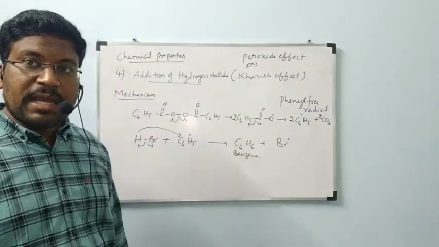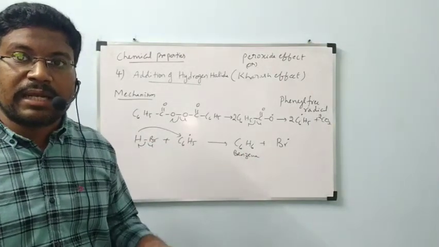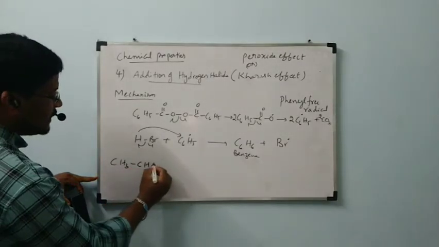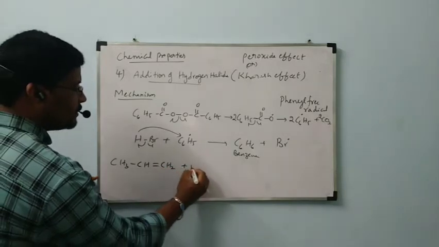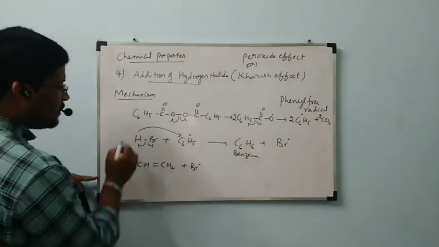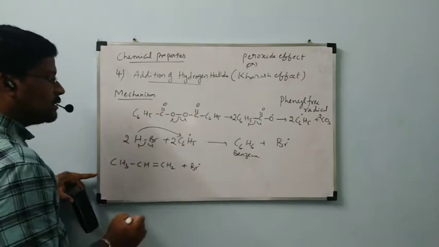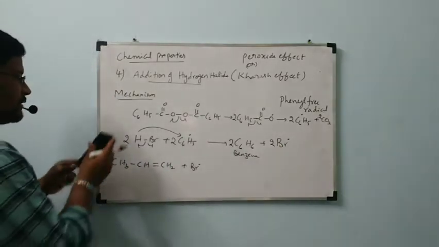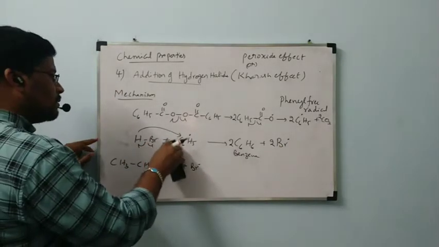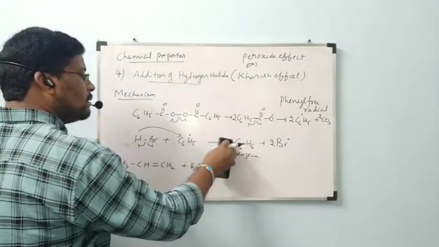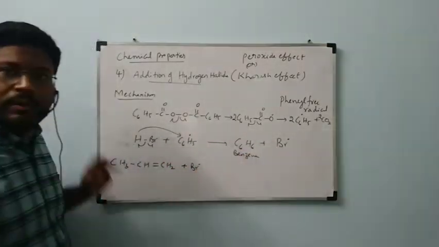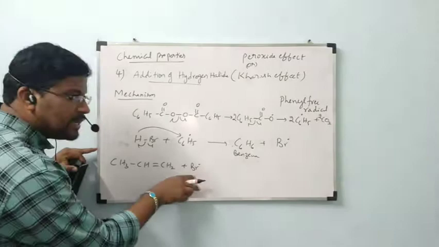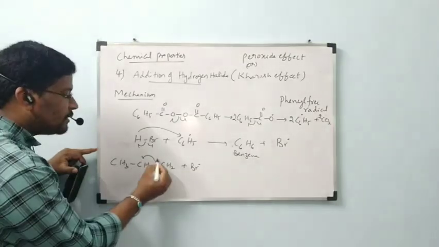Now this Br free radical is going to react with our unsymmetrical alkene, CH3 CH double bond CH2. Actually here it is 2 moles of benzene and 2 moles of Br free radicals, or without 2 also no problem. In the presence of this Br free radical, the double bond is also cleaved homolytically only.